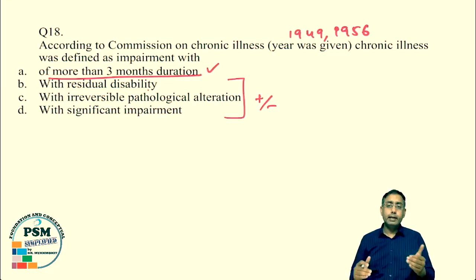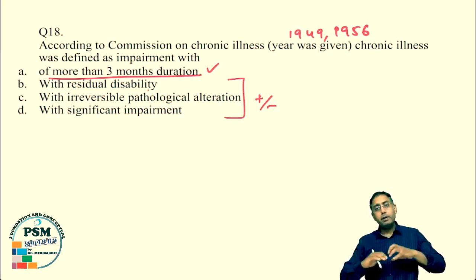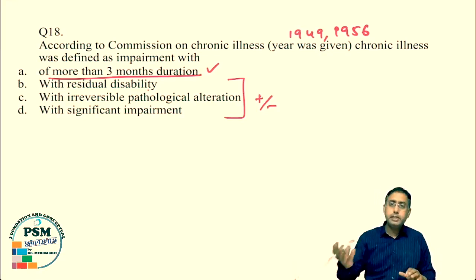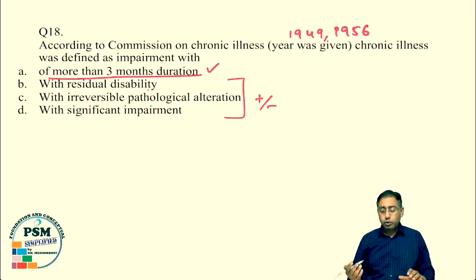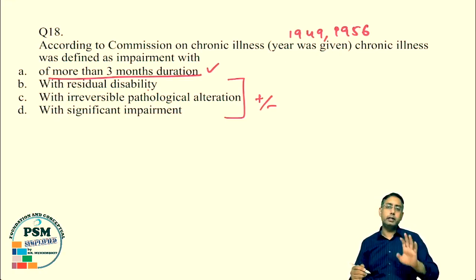So, for example, cancer is a chronic illness. For example, diabetes is a chronic illness. Hypertension may happen, it may recede as well, right? Also oral diseases, oral tooth decay or periodontitis, these are all classified under chronic illness. So anyways, for this question, simple question, simple answer. According to the Commission on Chronic Illness, chronic illness is anything defined as more than 3 months duration.